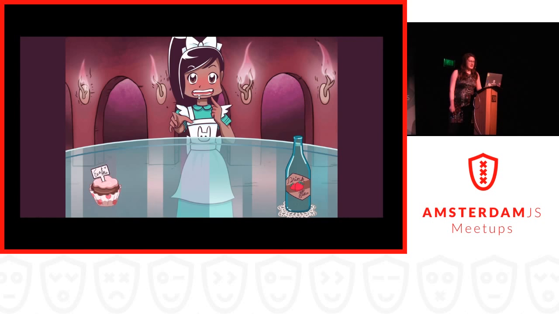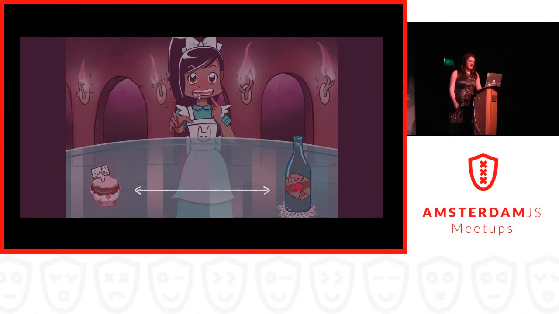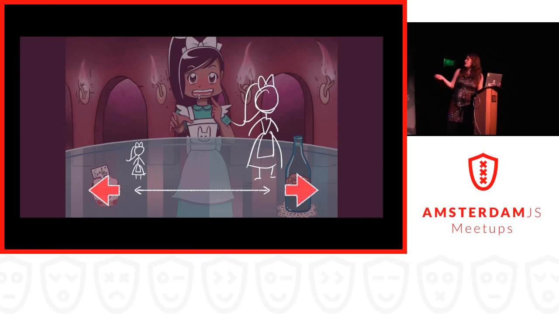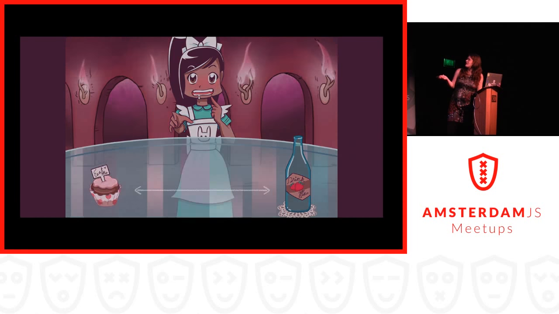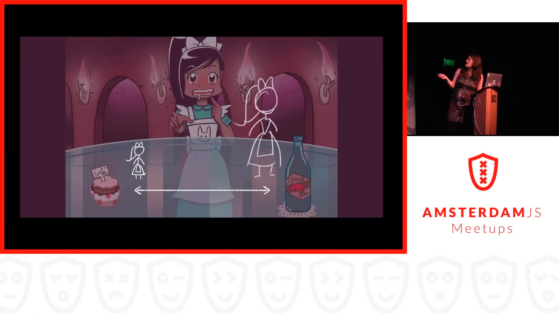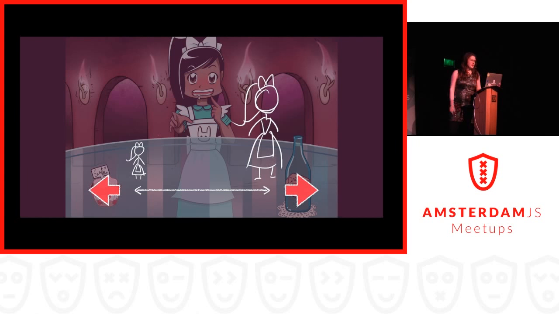The way to think about this is that Alice is on a timeline. She's going from big to small. When the game starts, she's right here in the middle. And we're using the cupcake and the drink to move her forwards and backwards. We're scrubbing forwards and backwards along that timeline.